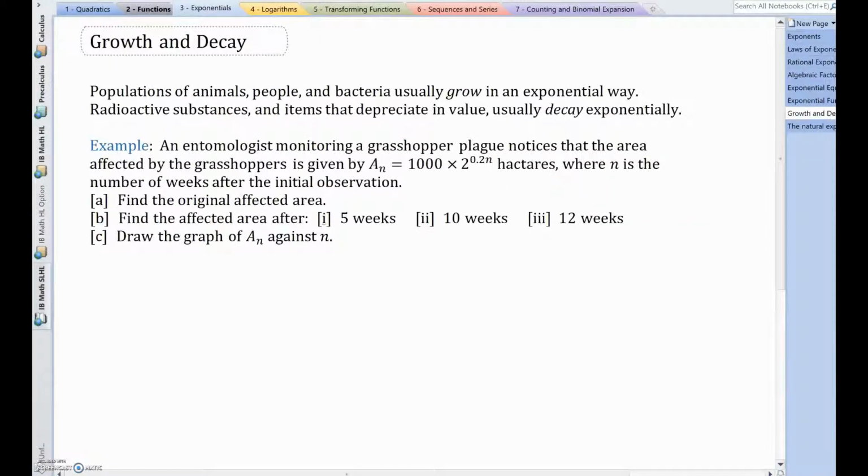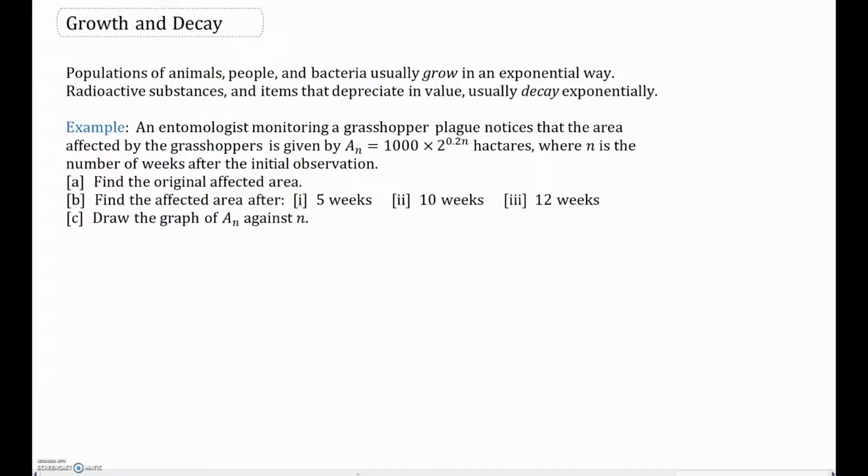All right, nice work on those ones. Now let's talk about the practical applications of these beautiful beasts. One of them being growth and decay, which you've heard me slip in the words already. Populations of animals and people and bacteria usually grow in an exponential way, whereas radioactive substances and depreciation of your house or car or whatever usually decay exponentially.